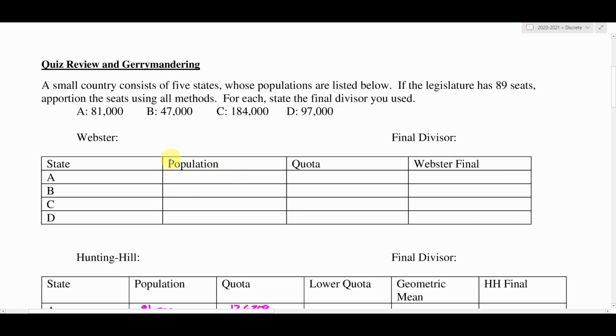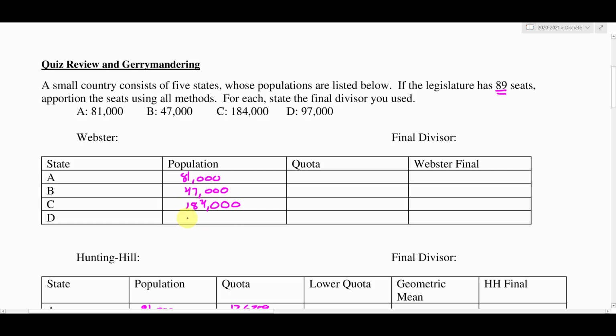All right, so let's do a little bit of review here. We're going to start by apportioning this small country that has 5 states, and we have their populations listed here. We are apportioning 89 seats, and we want to use each of the 4 methods. I'm going to start by filling in my table here. We're doing Webster first, so we're going to use Webster's method on this first one, and we're going to fill in our populations. The first thing we're going to do is determine our divisor.